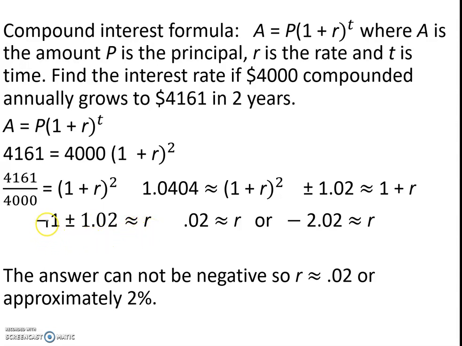If we take the top route, we have a negative 1 plus 1.02, which just leaves us 0.02. Or if we do the bottom route, we have a negative 1 minus 1.02, which is a negative 2.02 for R. Well, the answer cannot be negative. We cannot have negative interest. So our answer must be this one, which is 0.02, or approximately 2%.